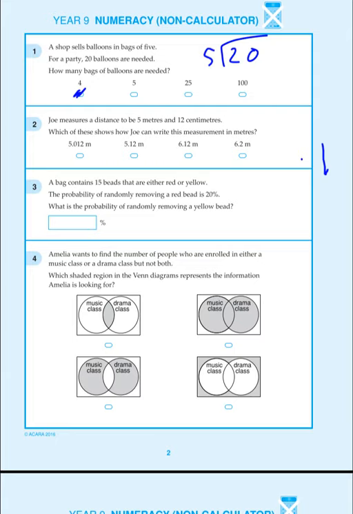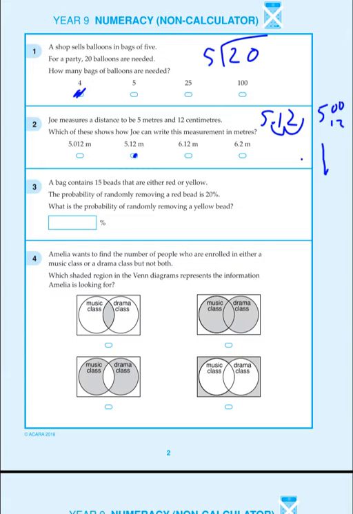Next one, Joe measures the distance to be 5 meters and 12 centimeters. Which of these shows how Joe can write this measurement in meters? So we've got 512 centimeters in total because we've got the 500 from the 5 meters and the 12 centimeters afterwards. To get that into meters, you have to divide by 100. Move the decimal place 2 points across, so that will give us 5.12 as our answer.